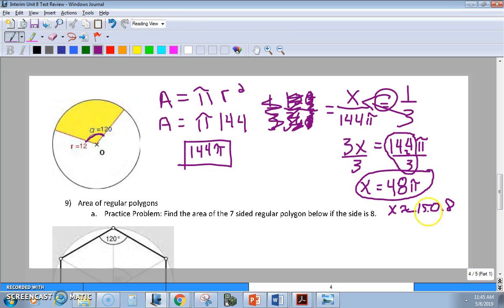So you have to understand how to get both of those answers. All I did to get this was multiply 48 times pi on my calculator.